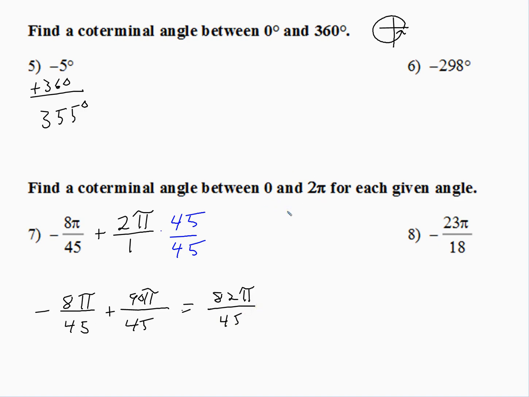Well, 0 is easy, that's 0 radians. 2 pi is 90 pi over 45, right? Because 90 over 45 is just 2. So this is a more helpful way of reading it, sorry. Is this between 0 and 90 pi over 45? Well, it is. So we found a coterminal angle between there.